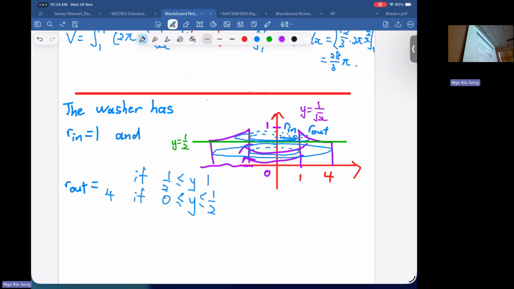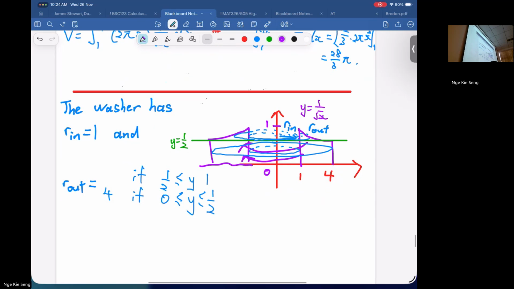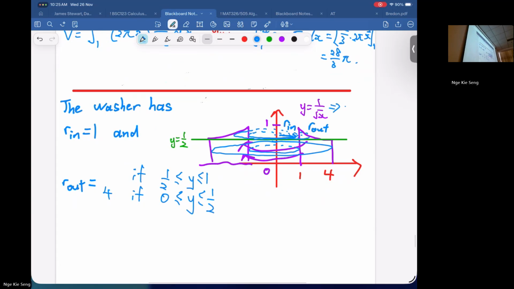So what's the R out from y equals to half to 1? What do you think? Let me ask you a question first. R out radius is in the x direction or in the y direction? X direction, right? So you need to get a formula saying that x equals something first. From this graph, you can say that x is equal to 1 over y squared.